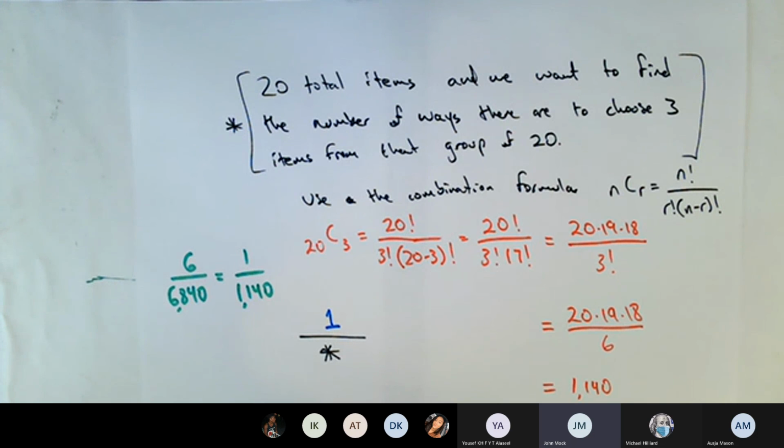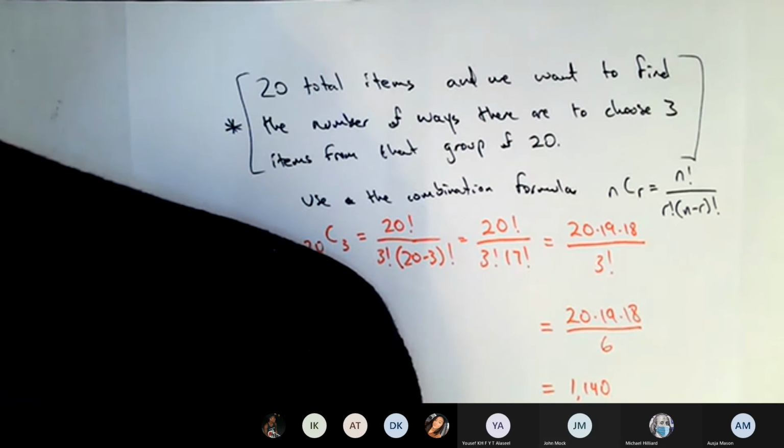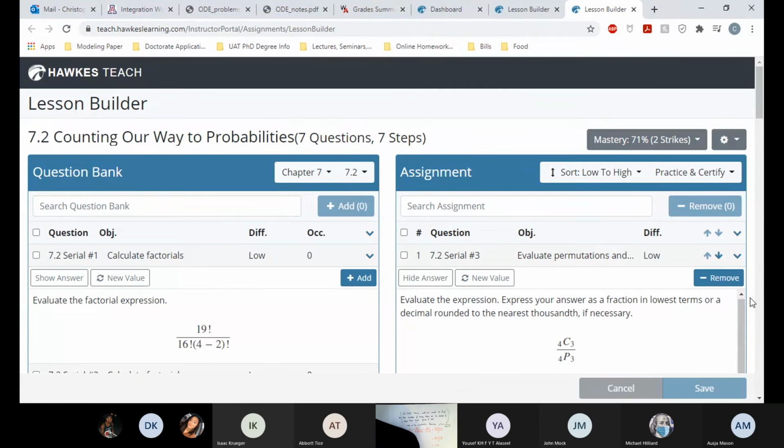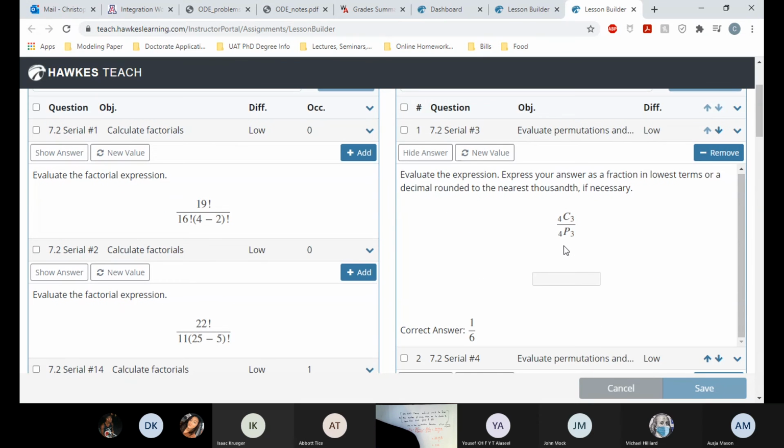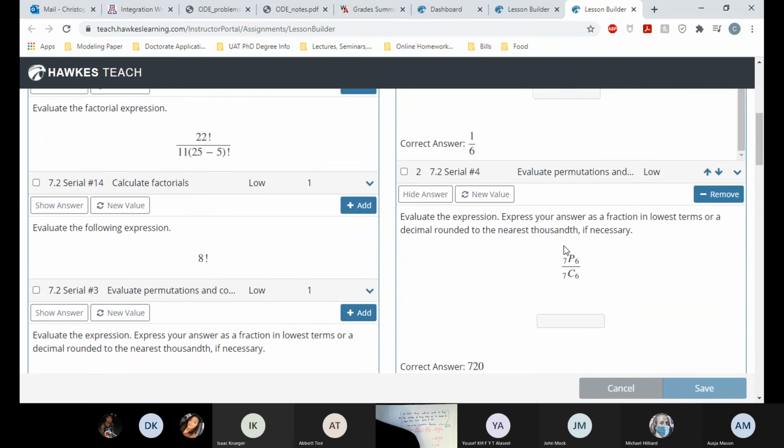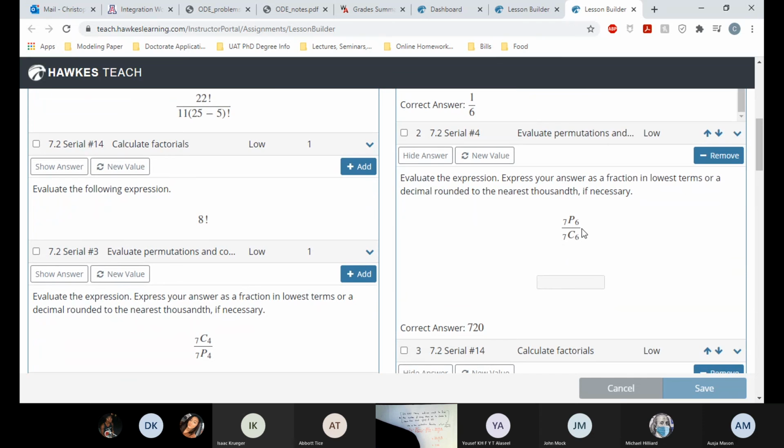Oh, well, it might depend. Are you talking about the ones from 7.2 where they had a fraction of combination over permutation? Yeah, I think there are some on 7.2 and maybe a few on 7.3. Okay, I think I know what you're talking about. Let me go back to the lesson builder and let's see. I think this was 7.2. Maybe a problem like this, or actually more like this.